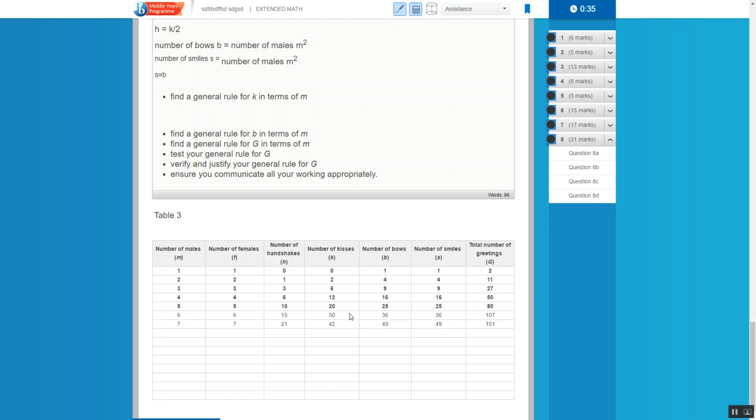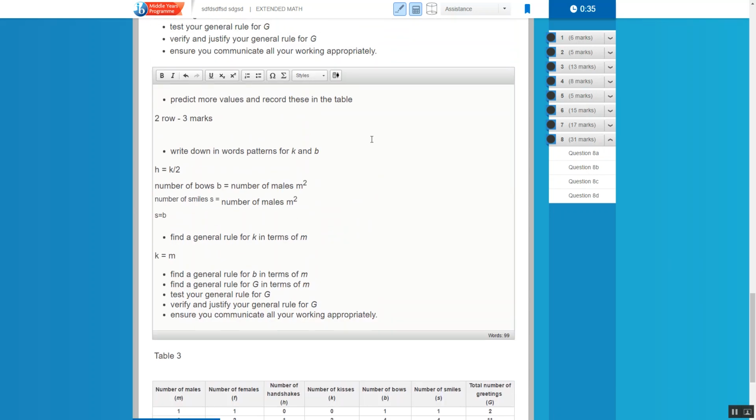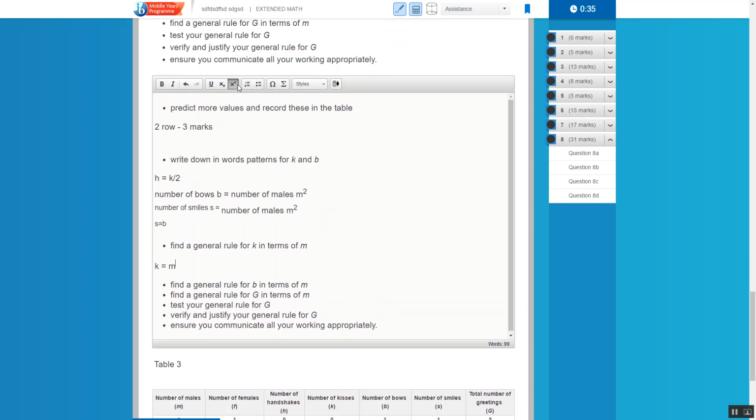Sorry, first difference is 2, 4, 6, 8, 10. Second difference is 2. So it's going to be 1n squared. But in this case, I'm looking at number of kisses is equal to number of males squared.